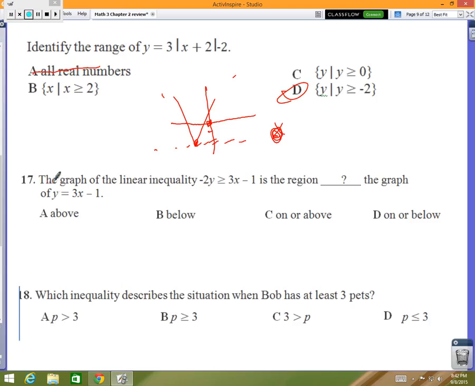Okay, the graph of the linear inequality is the region, fill in the blank, the graph of y equals 3x minus 1. It's either above, below, on or above, or on or below.